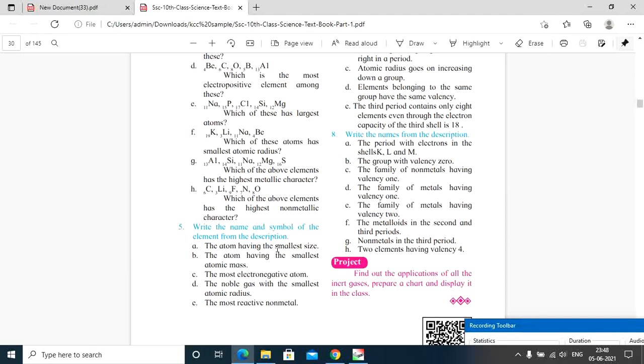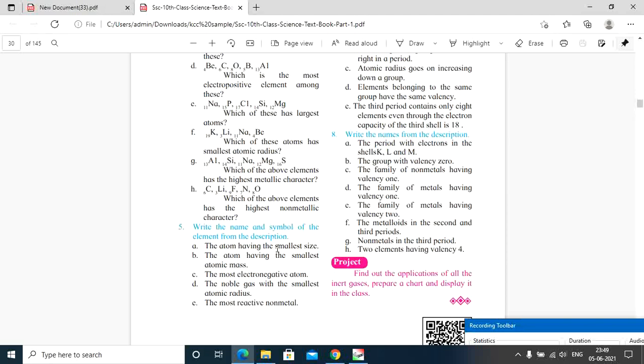Next question, question number 5. Write the name and symbol of the elements from the description. Okay, you can easily do that. So if you would like, you can pause here, note down your answers so that we can check whether you are right or wrong.